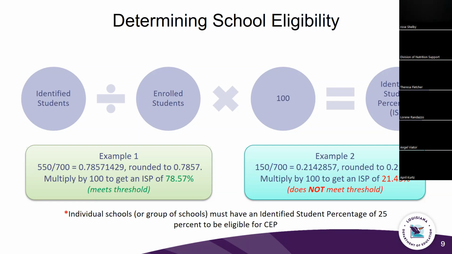The second example shows 150 identified students with an enrollment of 700 students. Again, you would divide the 150 identified students by the 700 enrollment. 150 divided by 700 equals 0.2142857, which rounds to 0.2142. Multiply by 100 to calculate the ISP of 21.43%. Please remember that the ISP must be at least 25% to be eligible. Therefore, the percentage of 21.43% does not meet the threshold.